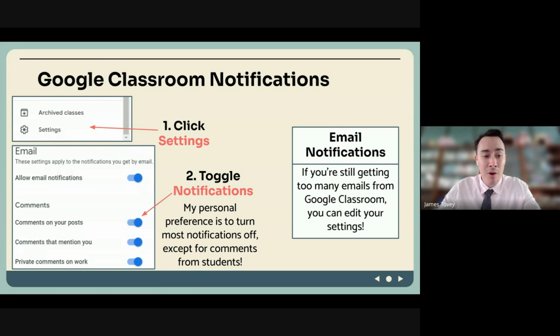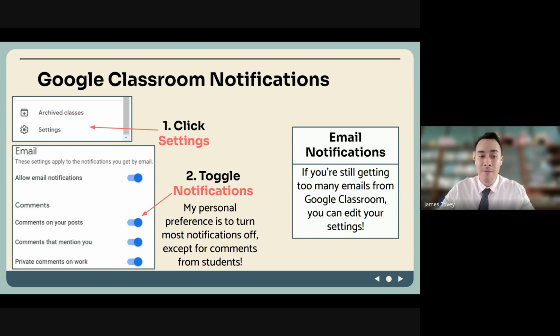Now, my personal preference is to turn off most of the notifications, except for the comments from students. I don't need to know when an assignment that I've scheduled to post has been posted. I know it's going to post because I told it to post at that time. That's fine. I don't need an email about that, so I'm going to turn that one off. I don't need emails personally when students submit work late, because I'm always checking over, a couple times a week, to see who's behind on work and when I can start grading some of the work that they submit late. So I don't need emails for that.